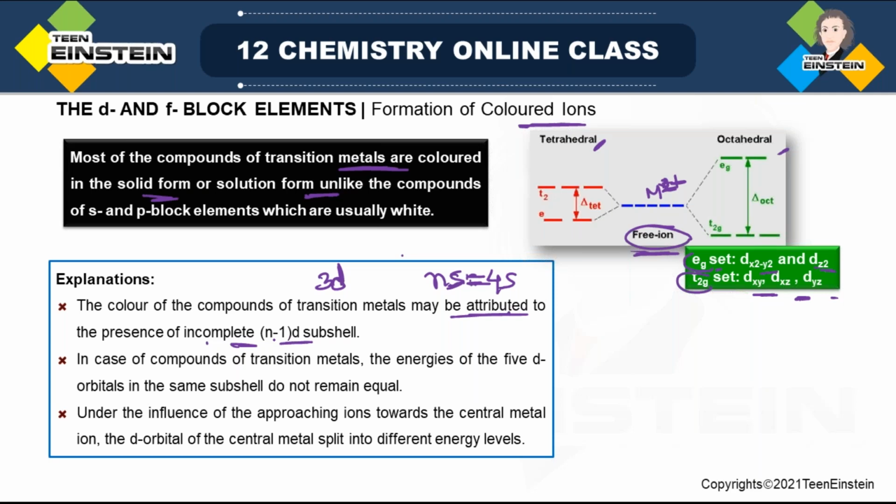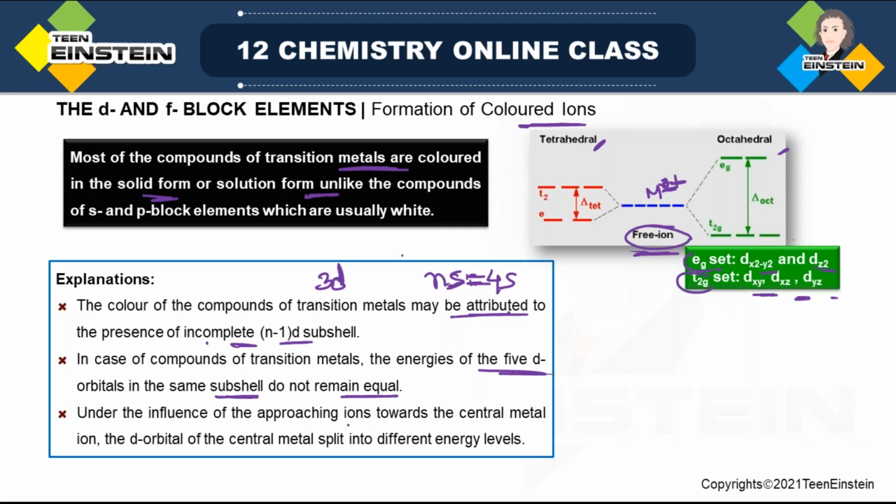Electrons can jump from lower energy to higher energy, and that is the reason: if that particular energy falls in the visible region, you will be able to see color. So in case of compounds of transition metals, the energies of the d orbitals in the same subshell do not remain equal. This is because of crystal field splitting, because when ligands are present, you will have two different sets, Eg and T2g. So they do not have the same energy.